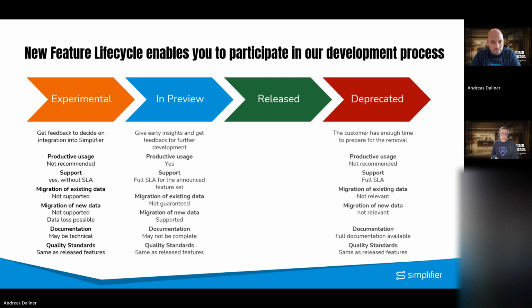So what does this concretely mean? In some cases, we might decide that a feature is maybe not 100% finished, but it's in a state where we can already include it in Simplifier in the so-called experimental state. This state means that we don't recommend it for productive usage. Of course, by default, it's not enabled. You can enable it if you choose to.